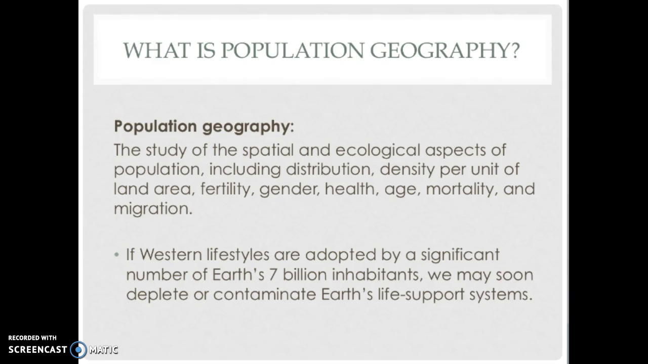Migration, for instance, in the Mediterranean area, or even here within North America in the news a lot. The authors point out that if Western lifestyles are adopted by a significant number of the Earth's 7+ billion inhabitants, we may soon deplete or contaminate Earth's life support systems. So this is an important precursor to the discussion of population geography and highlights some of the importance of why we take such a close look, full unit here at population.